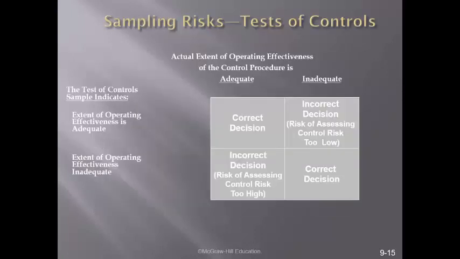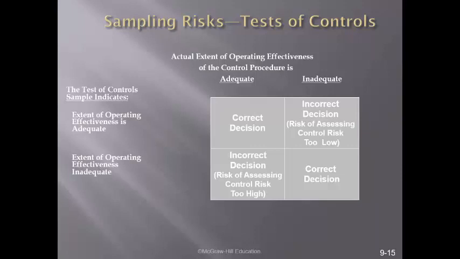When performing tests of controls, the auditors are concerned with two aspects of sampling risk: the risk of assessing control risk too high and the risk of assessing control risk too low. The risk of assessing control risk too high relates to audit efficiency and is the possibility that the sample results will cause the auditors to assess control risk at a higher level than is warranted based on the actual operating effectiveness of the control.